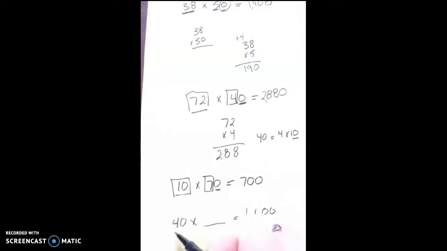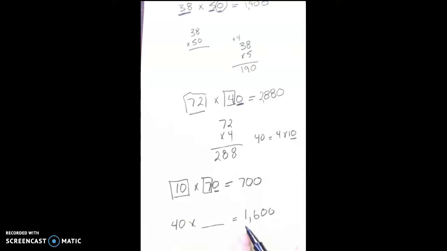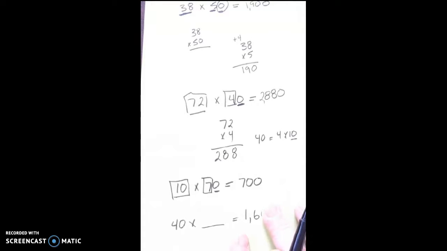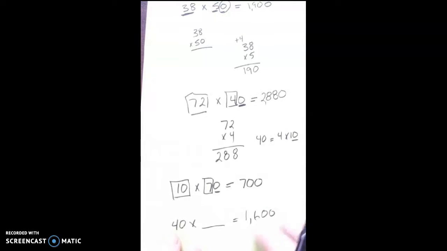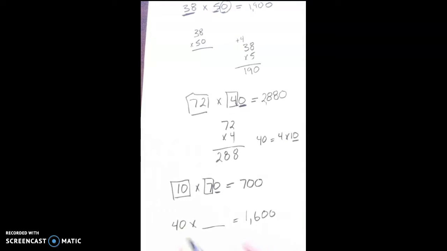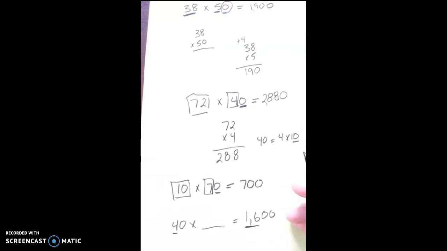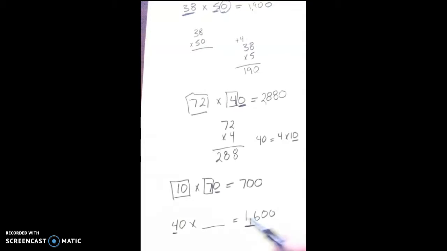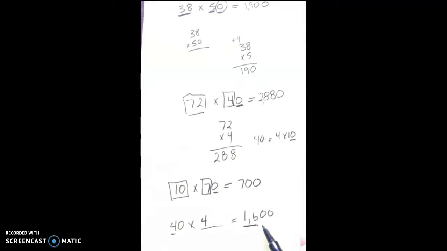Well, first I'm going to break it down. What times 40 would equal 16? Let's just ignore those zeros for a moment. What times 4 would equal 16? Well, I know that 4 times 4 equals 16. Right? 4 times 4 equals 16.